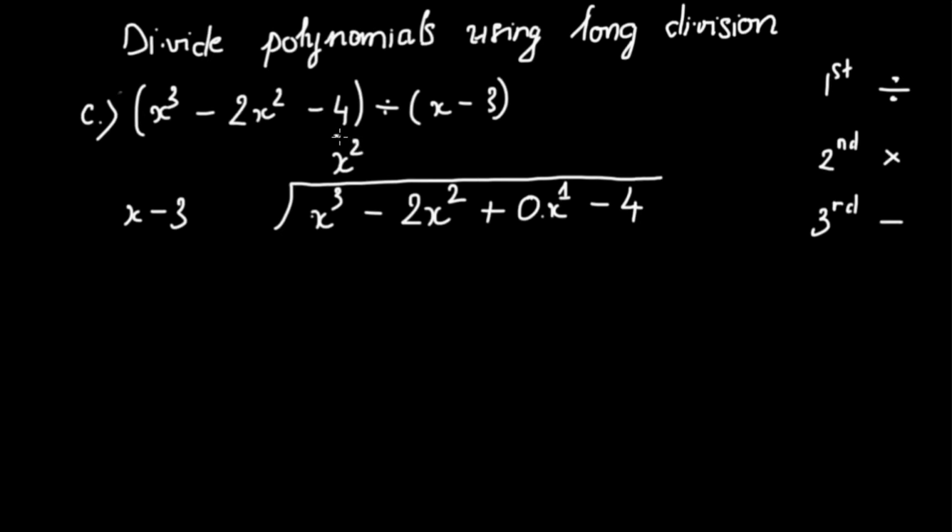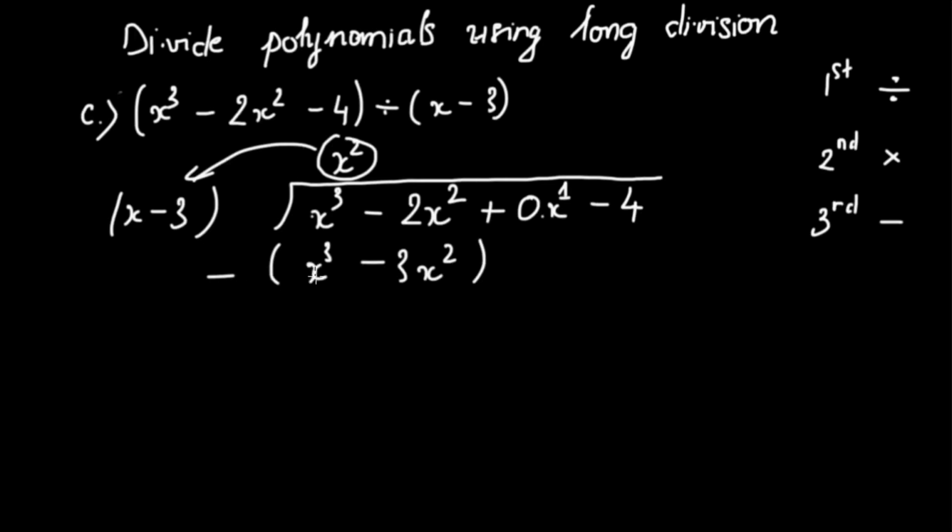You take this one, multiply back to this expression, and write the result here. x squared times x, you get x to the third. x squared times minus 3, you get minus 3x squared. Now the last step is subtraction. You put the minus sign outside of this expression. Then you change the sign of all the terms inside here, which means from positive you get negative, from negative you get positive, and then you eliminate this sign.